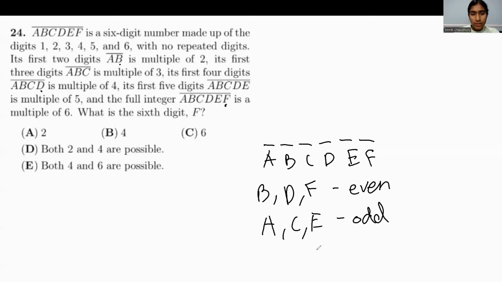Now, another thing to notice is that ABCDE is a multiple of 5, which means that E is either 0 or 5 by the divisibility rule. And since we don't have 0 as an option, E must be 5.